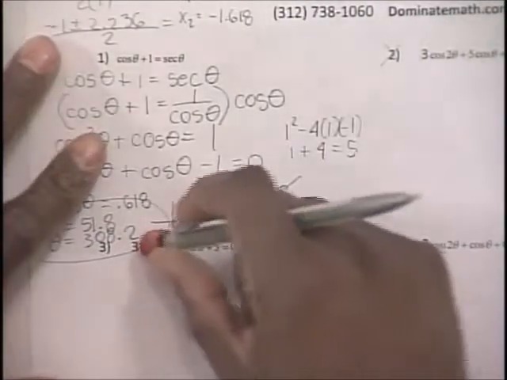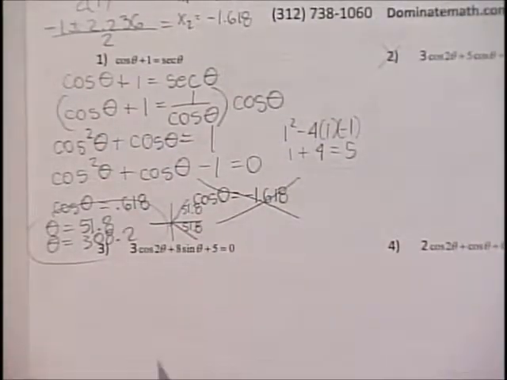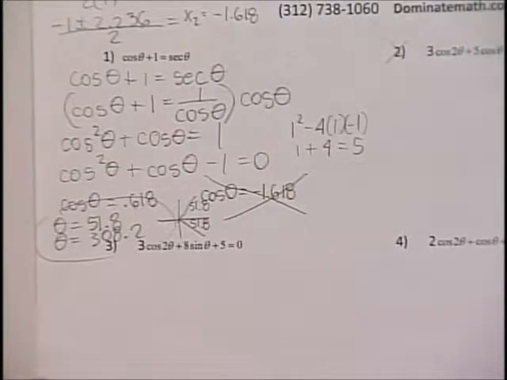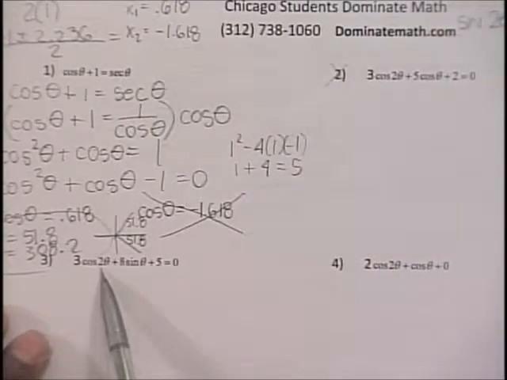We have another problem like so. I'm hoping you can see that. 3 cosine 2 theta plus 8 sine theta plus 5 is 0. One of the things that we talked about last time was, here you have cosine 2 theta.